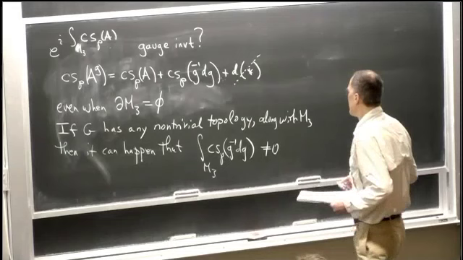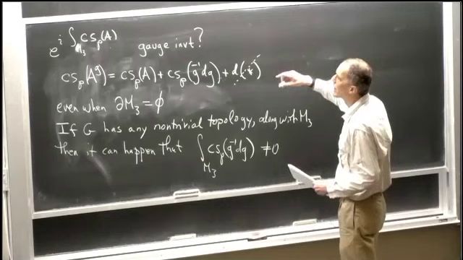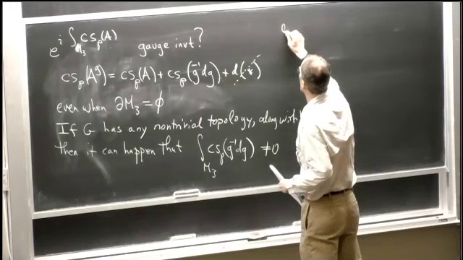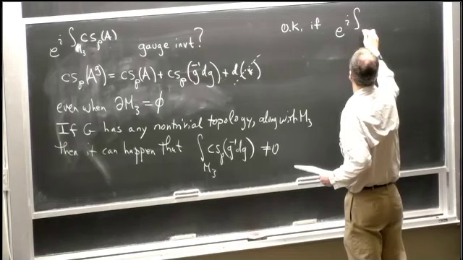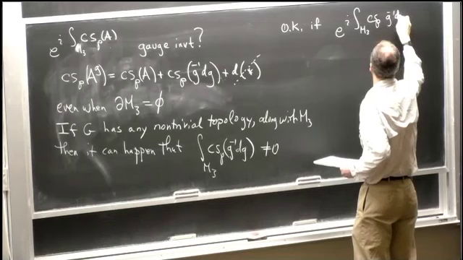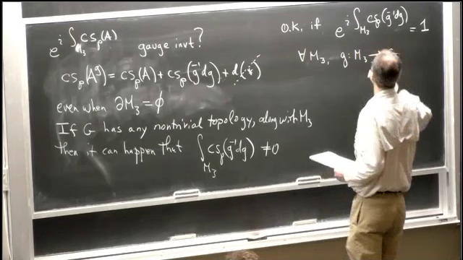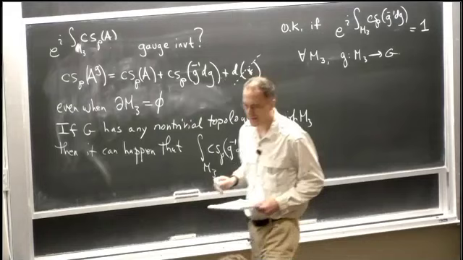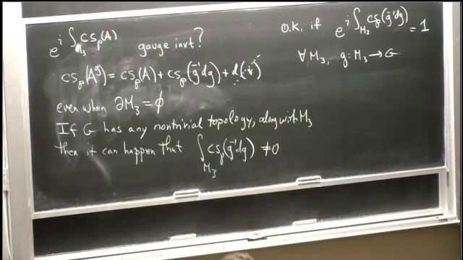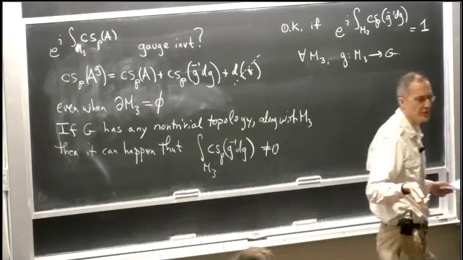All right. So this looks bad. This looks like our action is not gauge invariant. But it's okay if e to the i integral over M3 of Chern-Simons sub P of g inverse dg is equal to 1 for all M3 and g from M3 to G. So I'm going to call that either the multivalued action principle or the exponentiated action principle. So actions can fail to be gauge invariant and still be good for physics, because the only thing we need in our path integral is the exponentiated action.